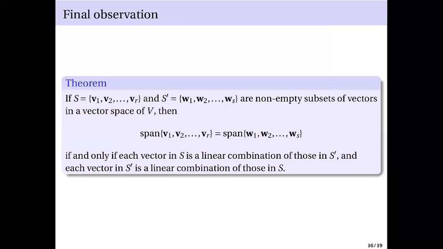Just to see this statement here. For example, the span of 1, 0, 0, 0, 1, 0, 0, 0, 1. As I have said, this is your R3. Okay? This is your R3.